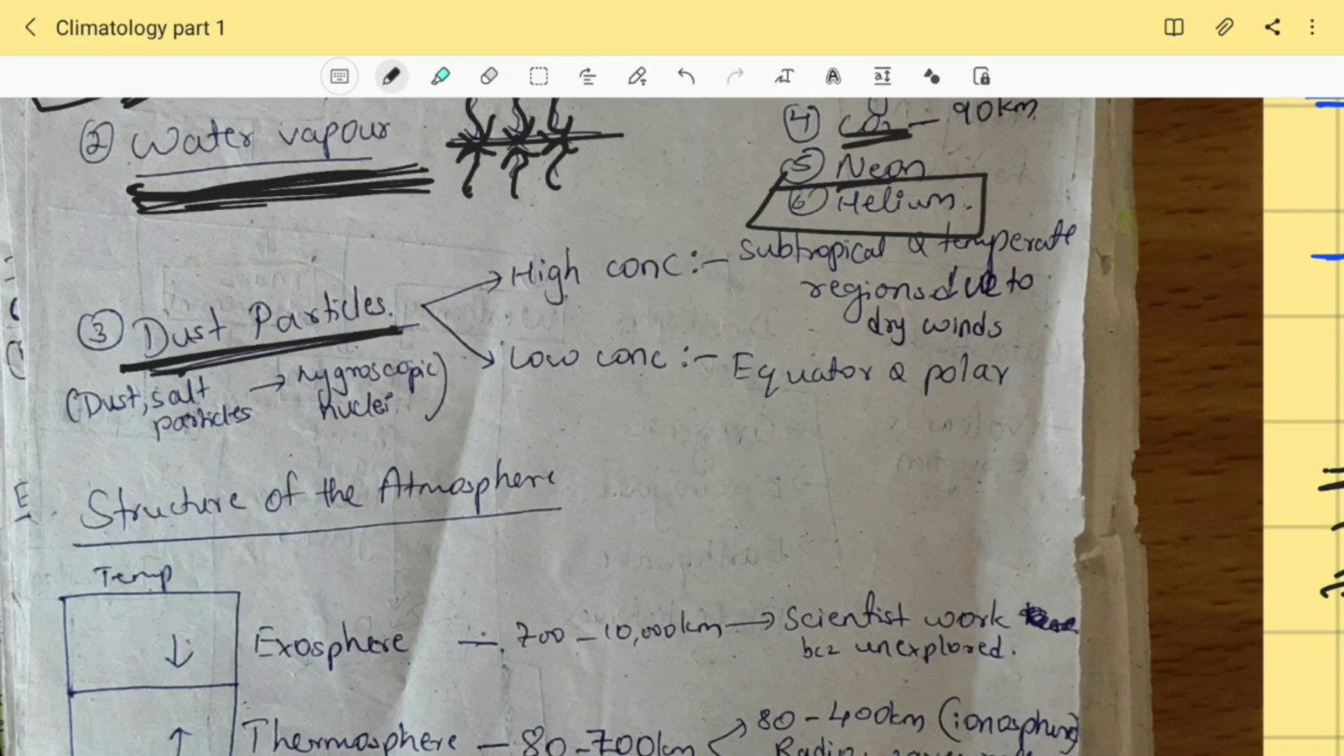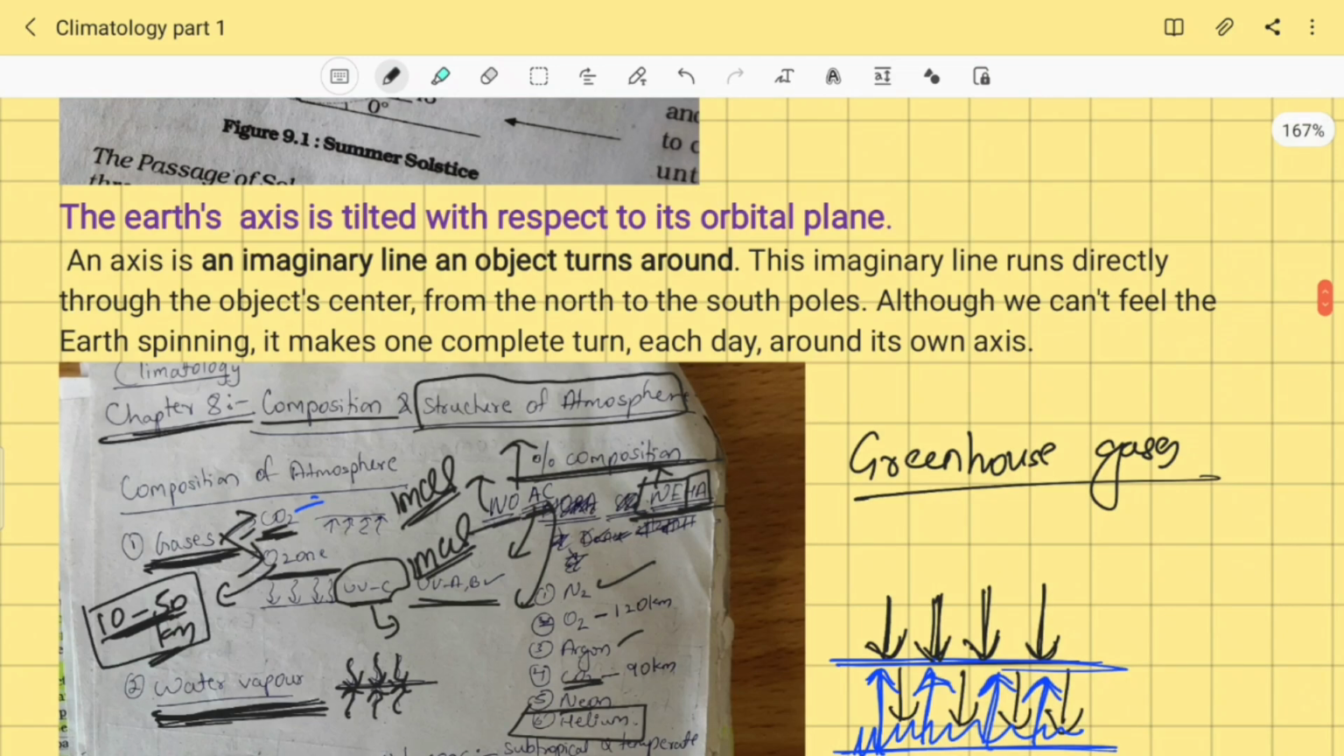These dust particles act as hygroscopic nuclei around which water vapor condenses to produce clouds. And these dust particles are mainly responsible for the formation of clouds. Okay, that's one thing you need to remember. They are found in higher concentration in subtropical and temperate regions due to dry winds, compared to the equator. They might ask you a question here.